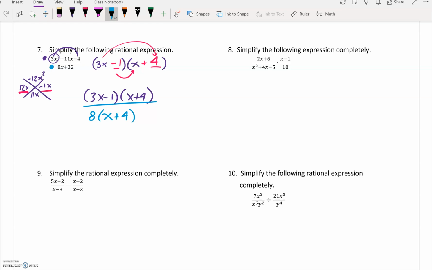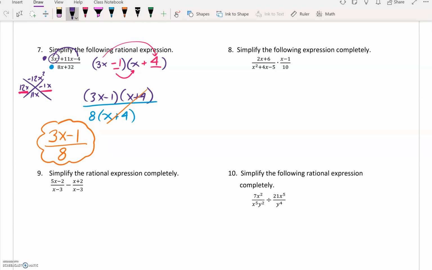Okay, so now that I have it completely factored, I'm ready to do some simplifying. The only common factor is x plus 4. So that can simplify and become a 1, which means my simplified fraction is 3x minus 1 divided by 8. There is nothing else I can do to simplify that.